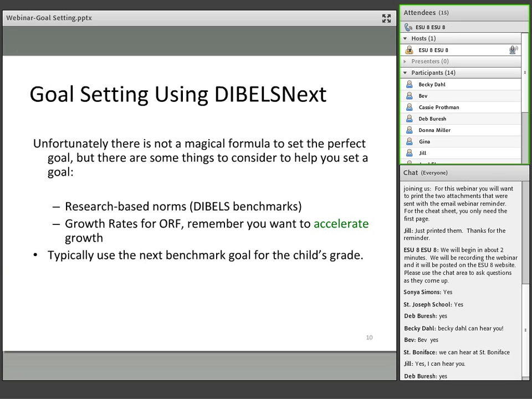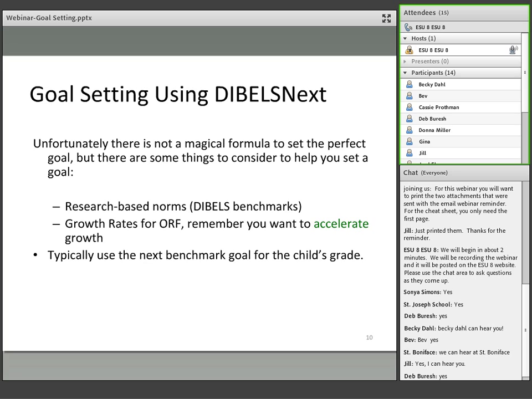And we are going to really be looking at the former benchmarks and not the recommended benchmarks. So we're using the former benchmarks today, not the recommended benchmarks. We're also going to be able to use growth rates for oral reading fluency.